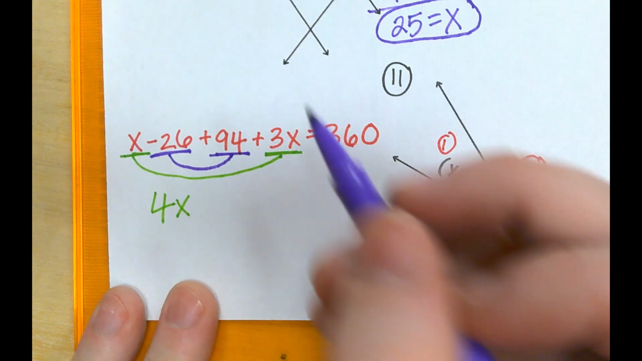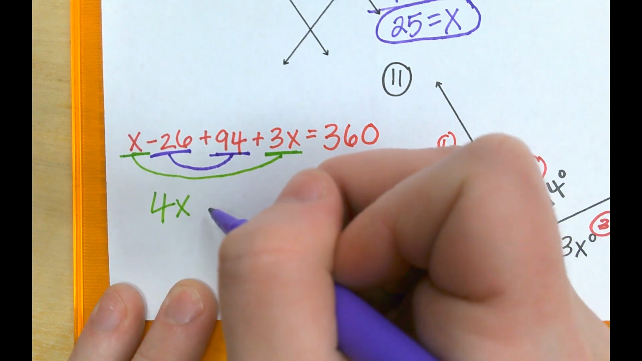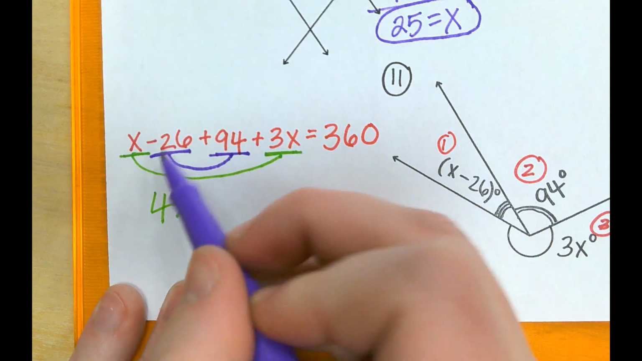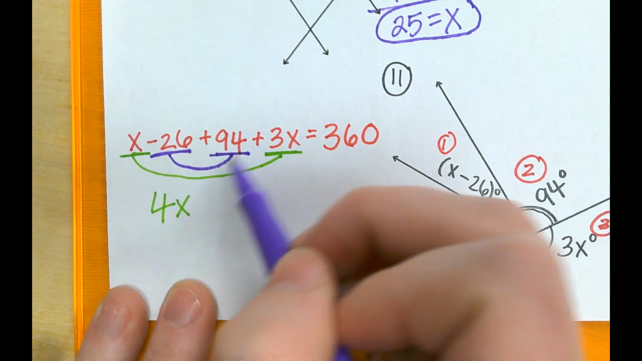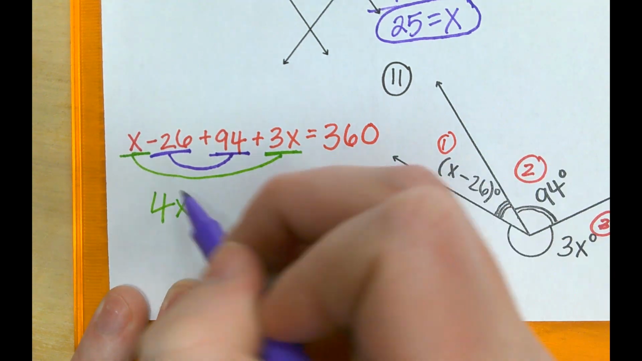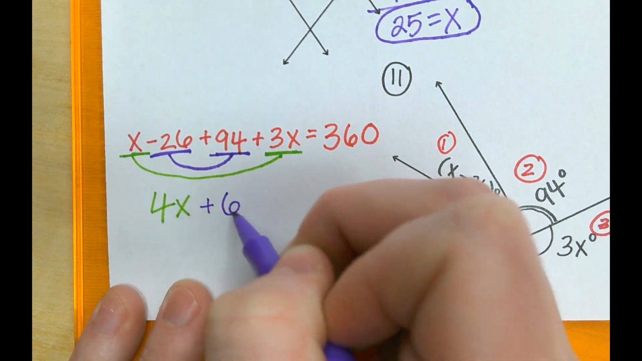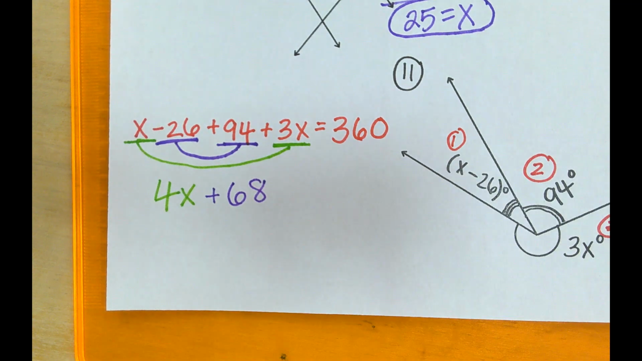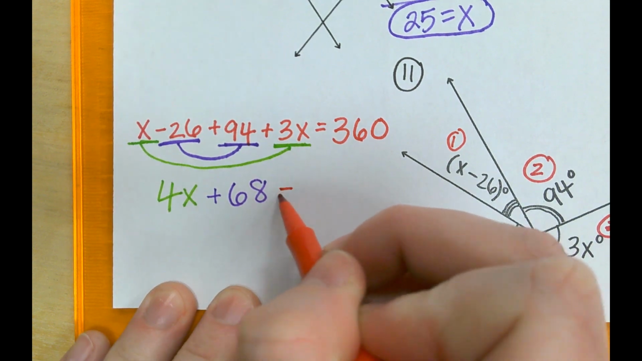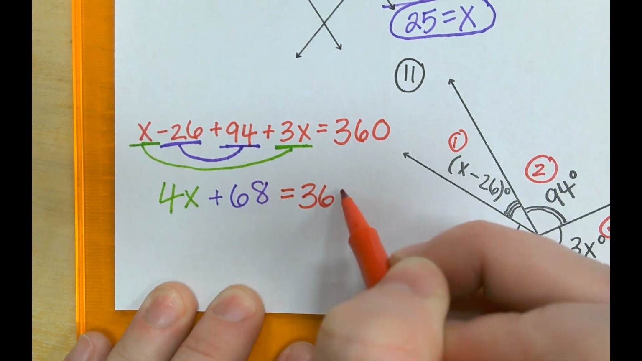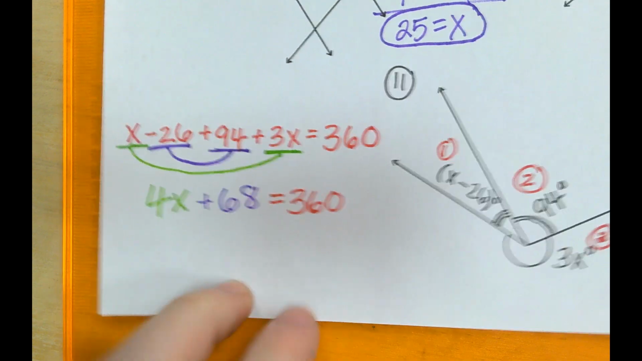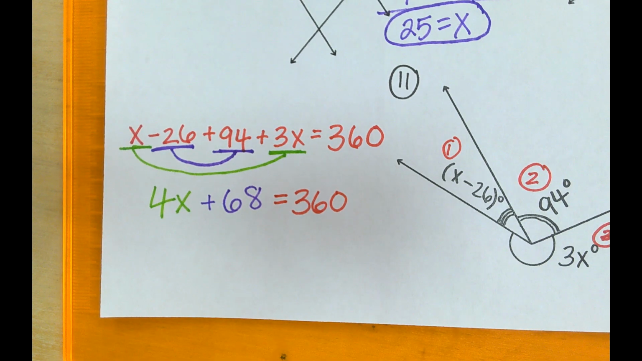And is it a positive 68 or a negative 68? Positive. It's a positive. We only took away 26. We started with a bigger number, 94. So plus 68. And it's still equal to 360. Okay. So we're to this point.